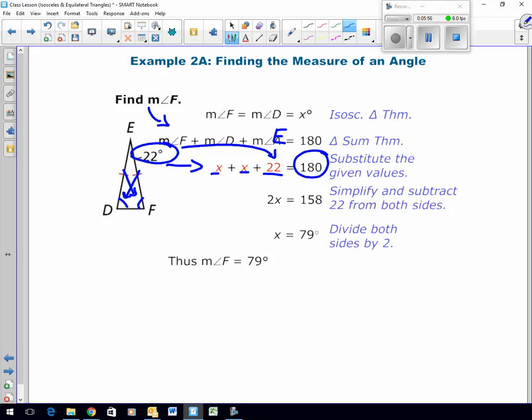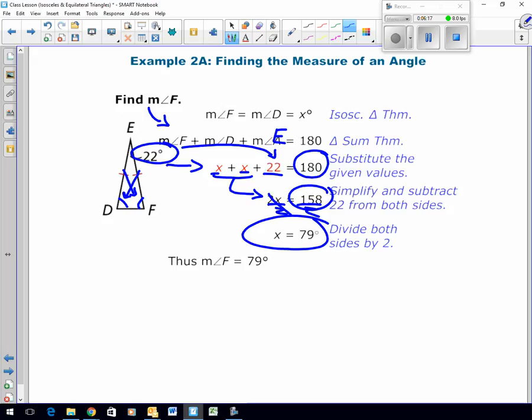I take my X's and combine them to get 2X. I subtract 22 from both sides of the equation. I get 158. Divide that by 2. 79. Okay? Measure of angle F is 79.